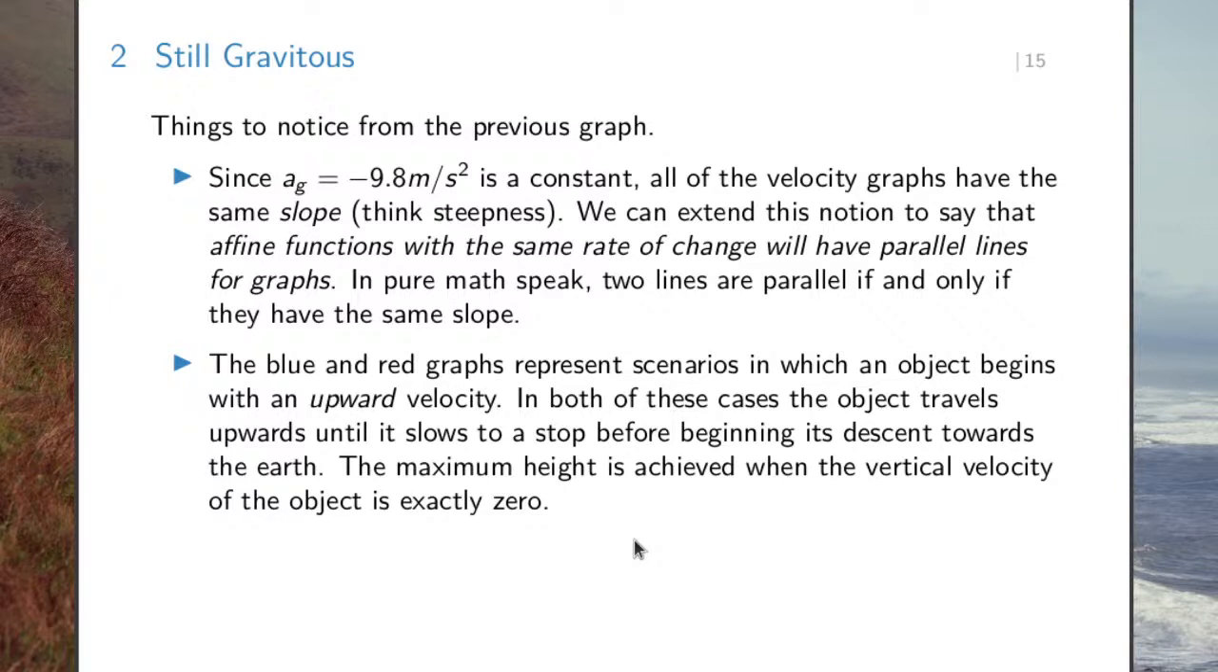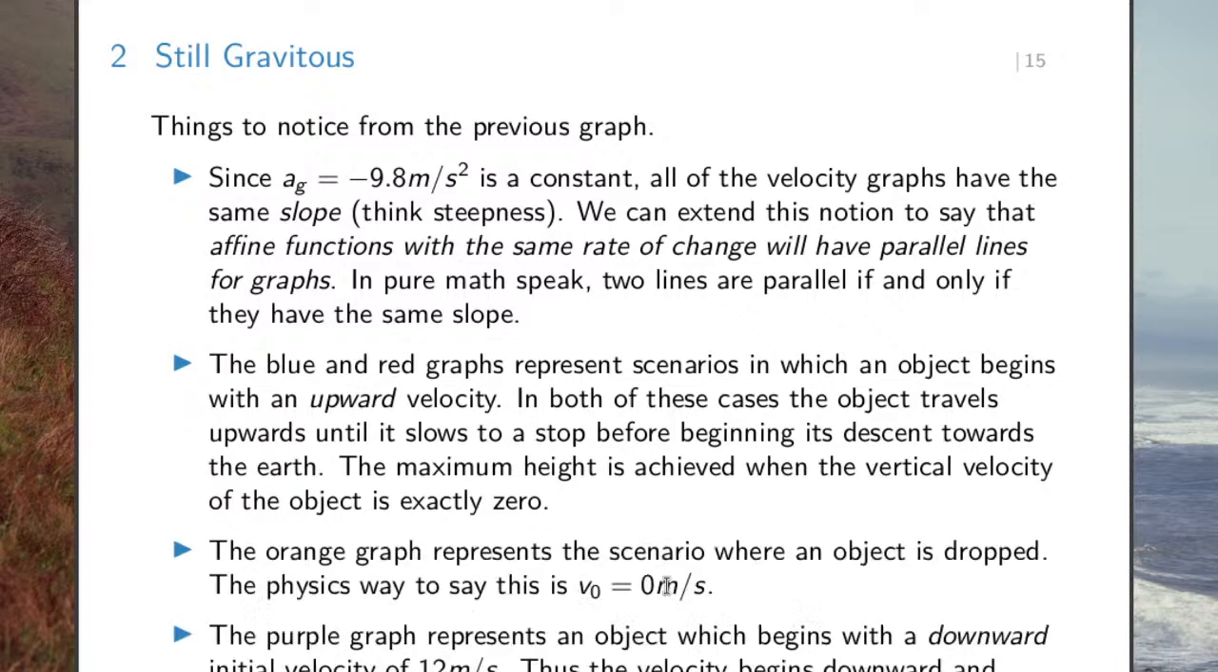So like I was saying before, the blue and red graphs represent scenarios in which an object begins with an upward velocity. In both of these cases, the object travels upwards until it slows to a stop before beginning its descent towards the Earth. The maximum height is achieved when the vertical velocity of the object is precisely 0. And then the orange graph is when an object is dropped, and the purple graph is where it has a downward velocity. So imagine if you're on a cliff, leaning over the side, and you just hurled a ball down.